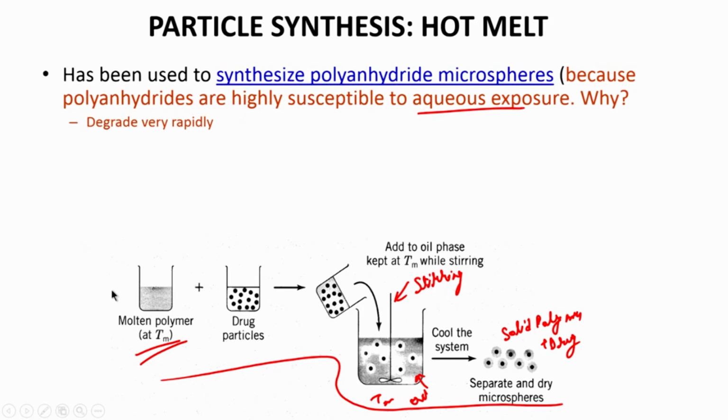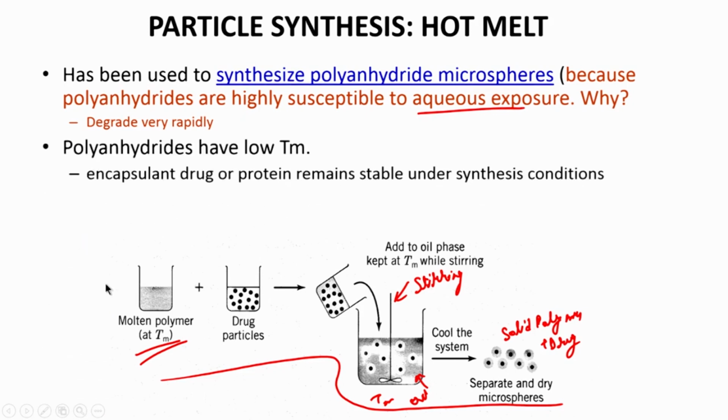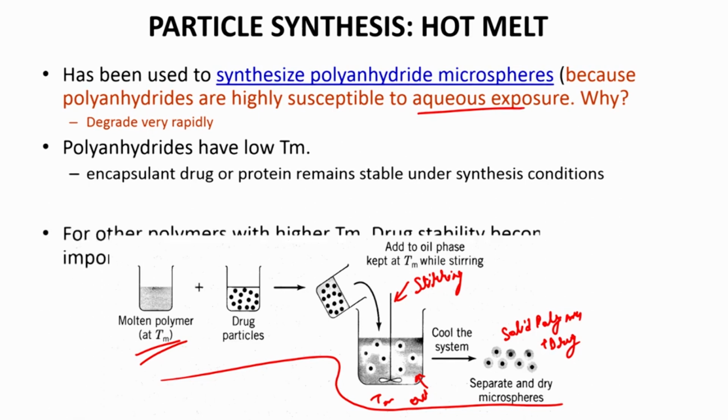So, as I said, they degrade very rapidly in water, and polyanhydrides typically also have very low Tm. That means that they can become liquid at a fairly low temperature. So, that helps, let us say if you are using a biomolecule and you do not really want to heat it to 100 degrees Celsius. If you heat a protein to 100 degrees Celsius, it is going to get denatured. So, it is relatively milder conditions for your drug.